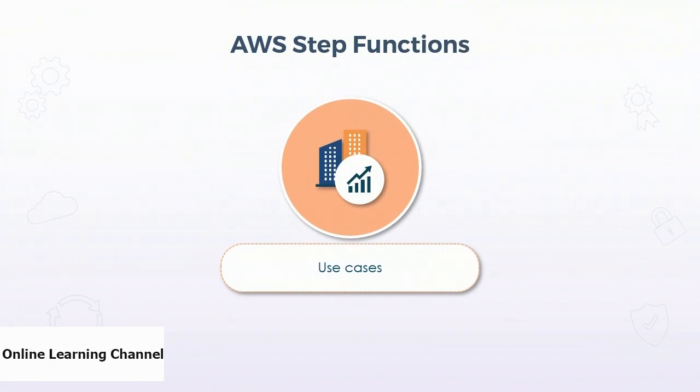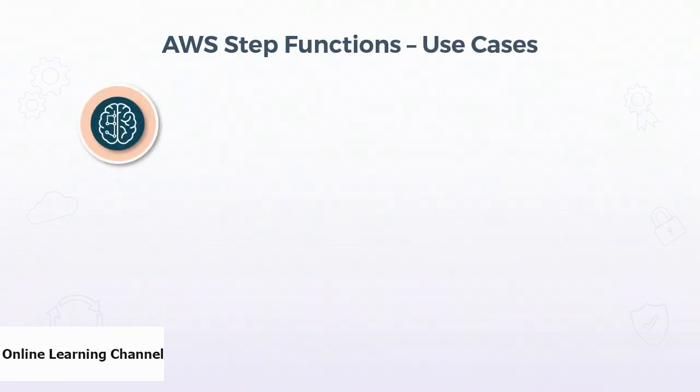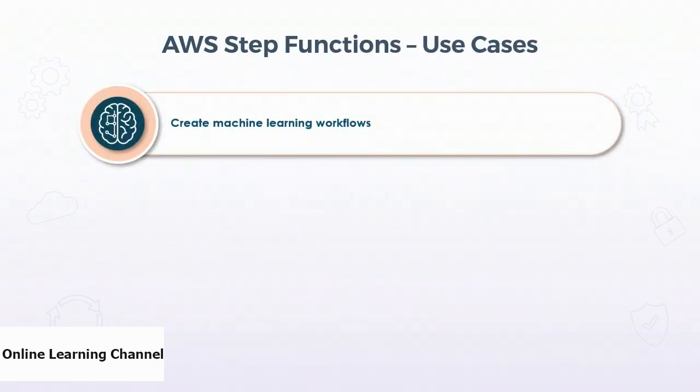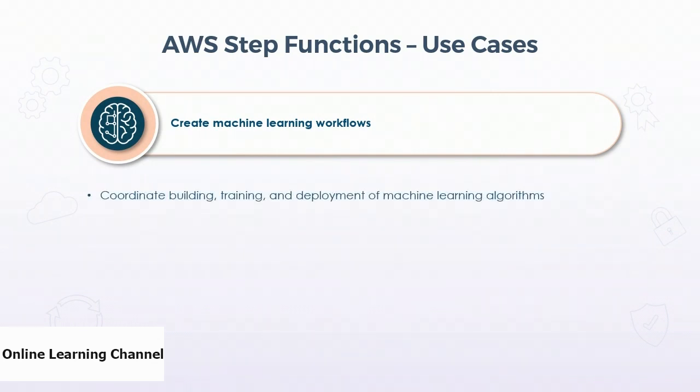In this video, we will learn about the real-world applications of AWS Step Functions. First of all, AWS Step Functions can be used to create machine learning workflows. The Step Functions can be used to coordinate various jobs that are required to build, train, and deploy machine learning algorithms.